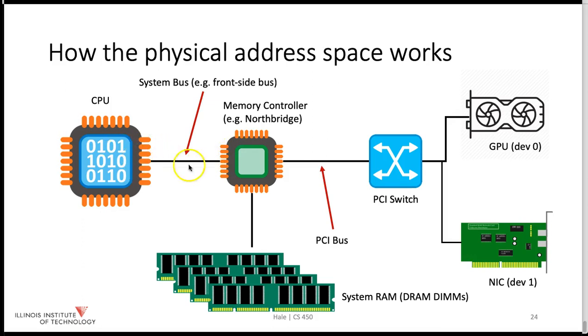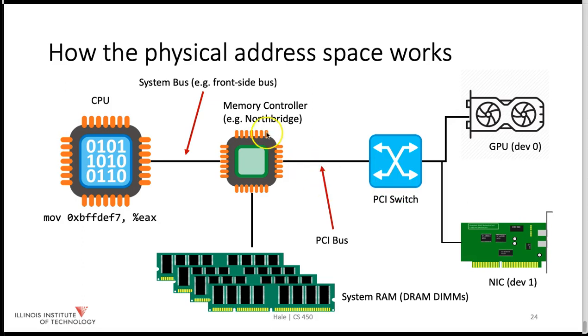And notice in this system we also have our DIMM chips. This is our RAM. We have a PCI bus, which is going to connect us to all the devices in the system. And since we have multiple devices, we have to be able to send commands and data back and forth and figure out where those commands and data go to. And that's what this PCI switch is for. Again, we'll talk about PCI more later on.